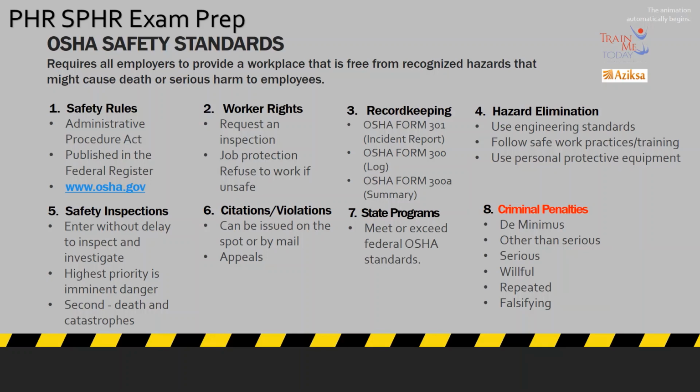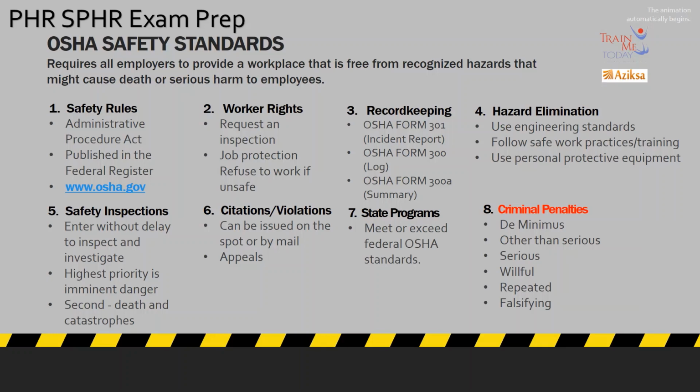Serious violation. This is where you have a substantial probability of death or serious physical harm, and the employer knew or should have known about the hazard. Mandatory penalty of up to $7,000, but may be adjusted downward based on the employer's good faith history of previous violations. Willful violations. This is when the employer knows about it. There's an intentional disregard for a specific OSHA standard or the general duty clause.